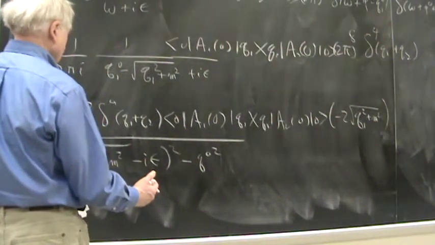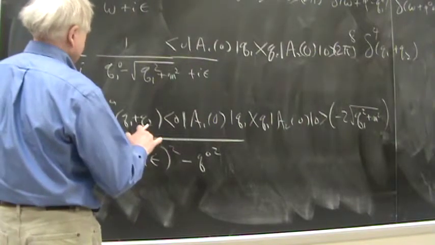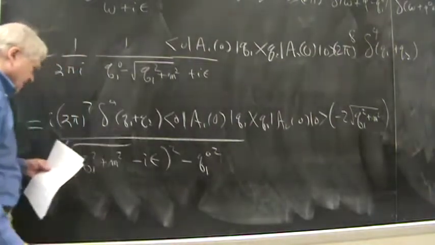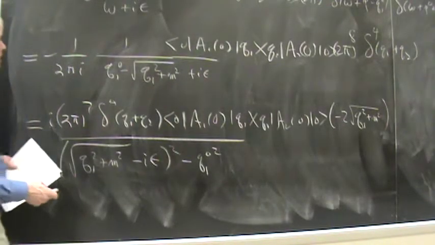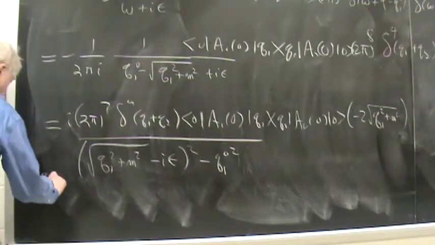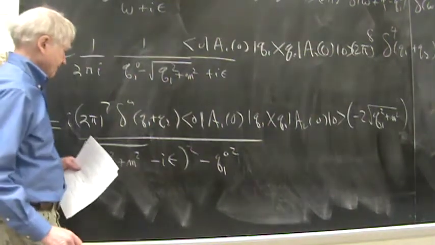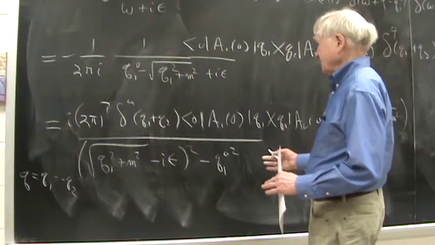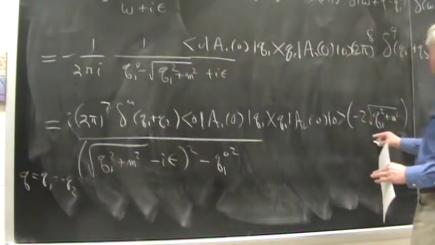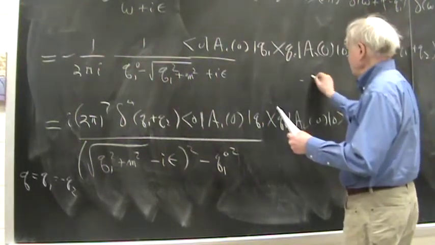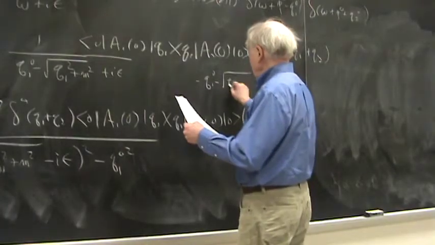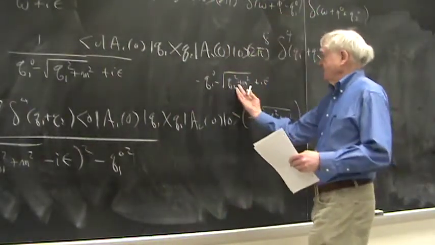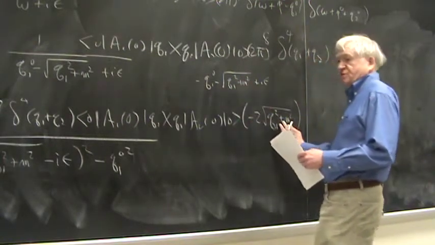Actually, we multiply instead by the opposite of that. We're going to set q equal to q1, which is minus q2. And so, multiplying top and bottom by, what did I multiply by? All right, I skipped a step. Minus q10 minus the square root of q1 squared plus m squared plus i epsilon. Multiply top and bottom by that, you get this. And then this of course is q10, so you have minus 2 q10 there.